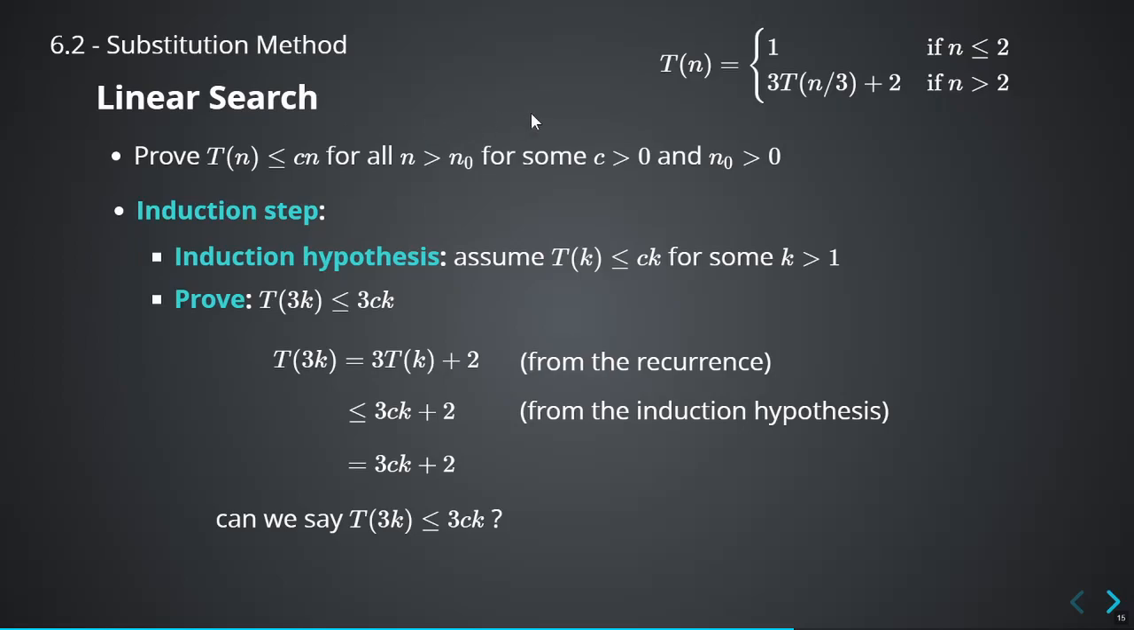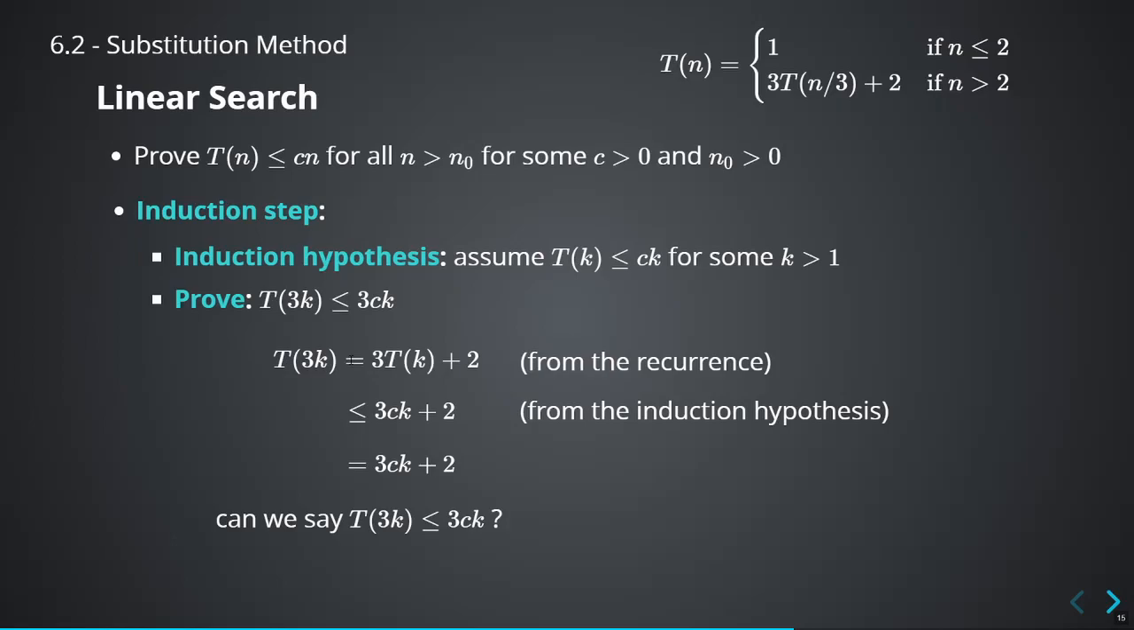Now let's talk about the actual proof. So this is what we want to prove. We want to show that Tn is less than or equal to Cn, so I'm going to assume that Tk is less than or equal to Ck. I'm going to use that as the induction hypothesis. So I have to prove that T3k is less than or equal to 3Ck. How do I do that? Let's use the recurrence.